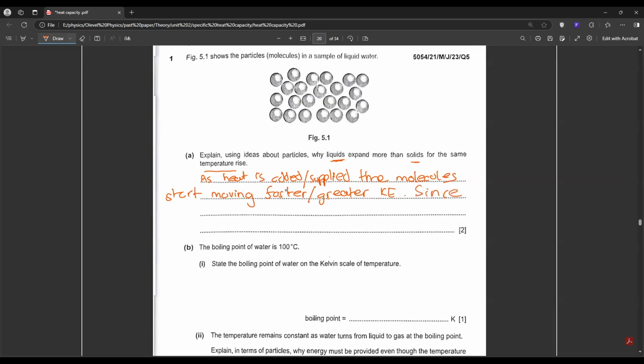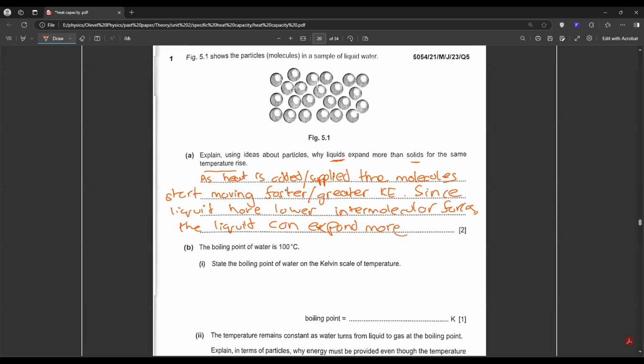Since liquids have lower, or weak, intermolecular forces, the liquid can expand more. Okay, let's move on to part B.